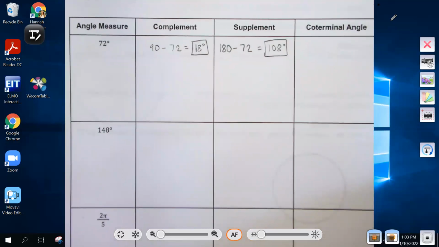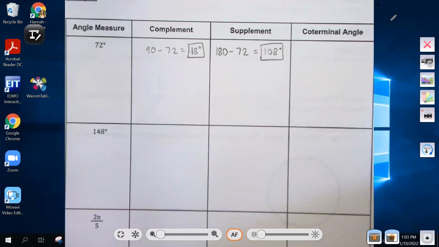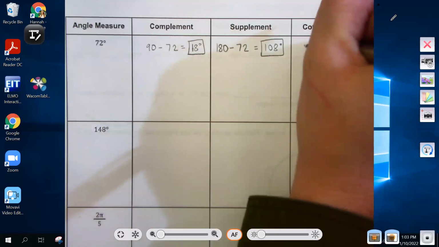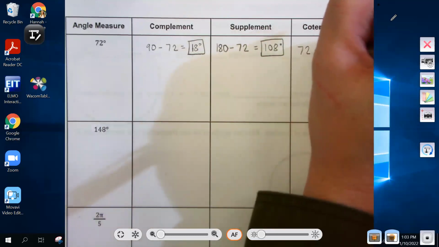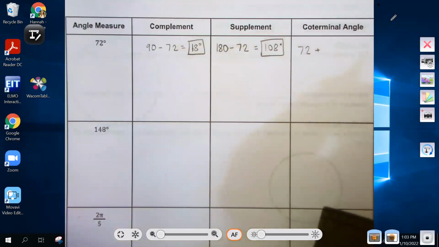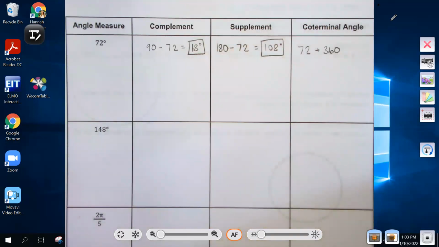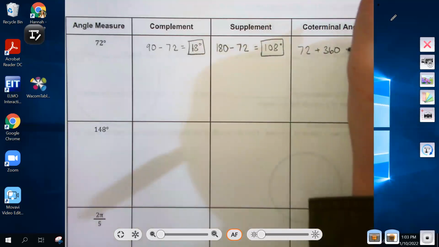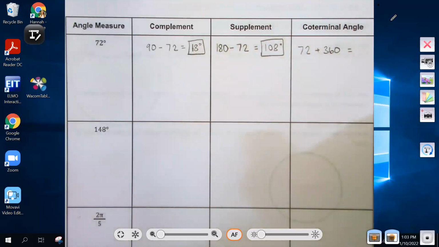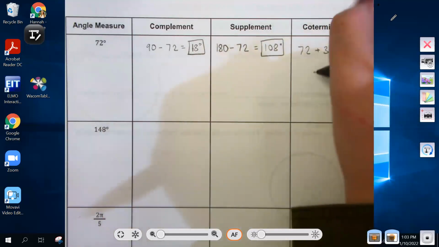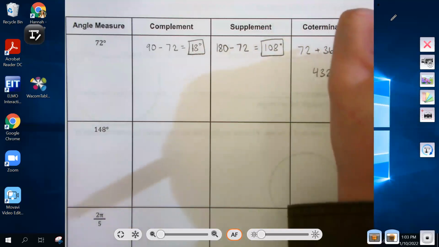Okay, how can we find a coterminal angle? We start with the original angle, which is 72. We can either, would we add 2 pi? 360. Yeah. Oh, that would be 432, I think.